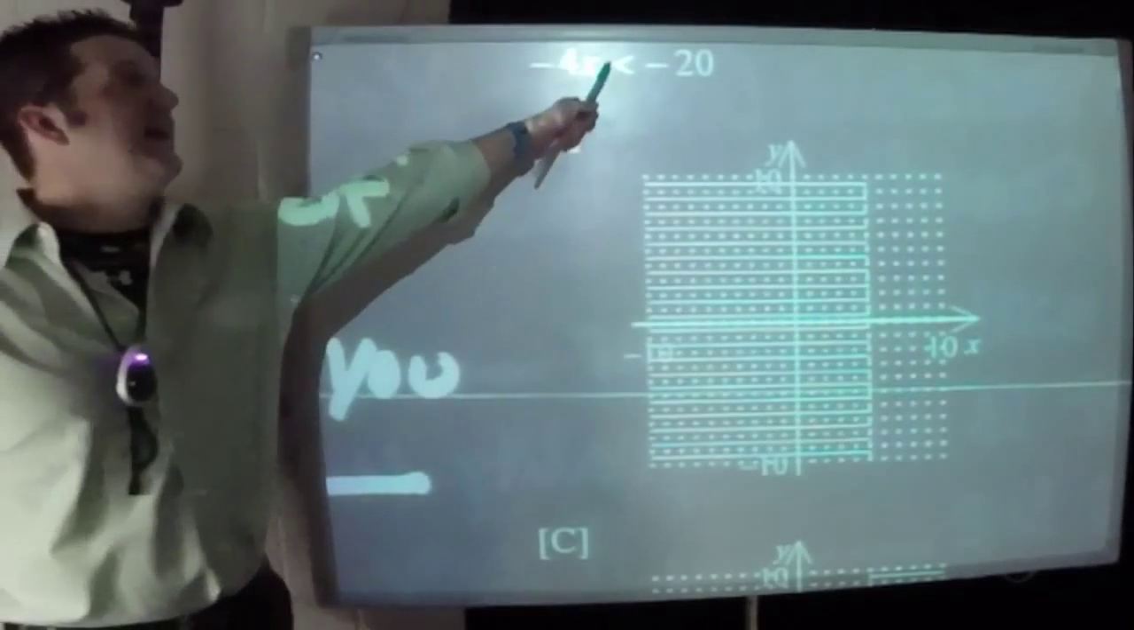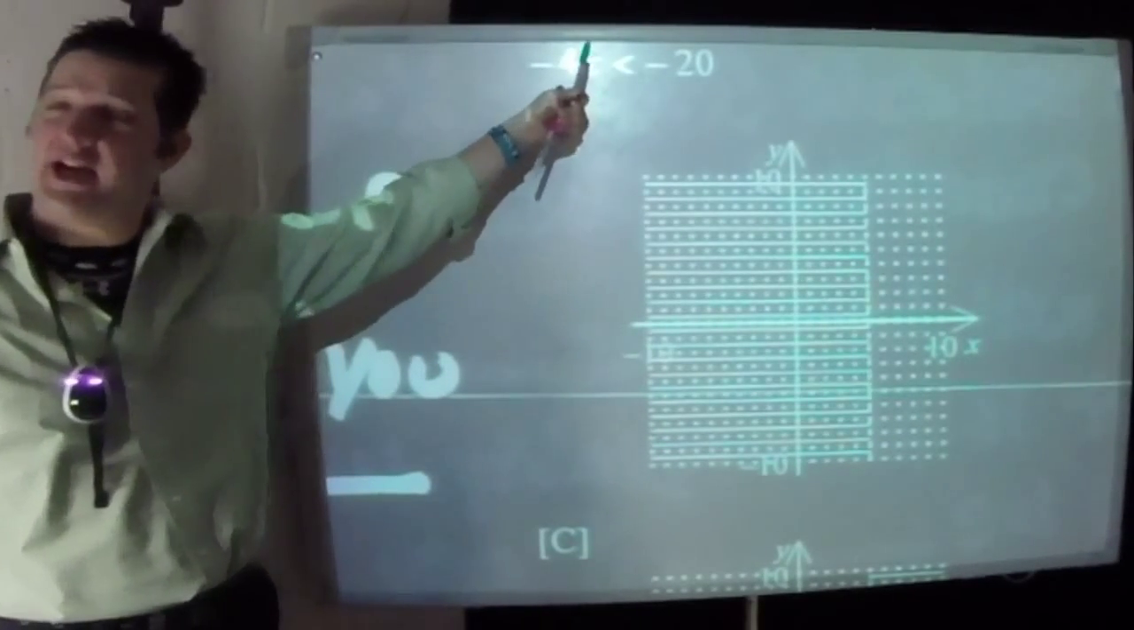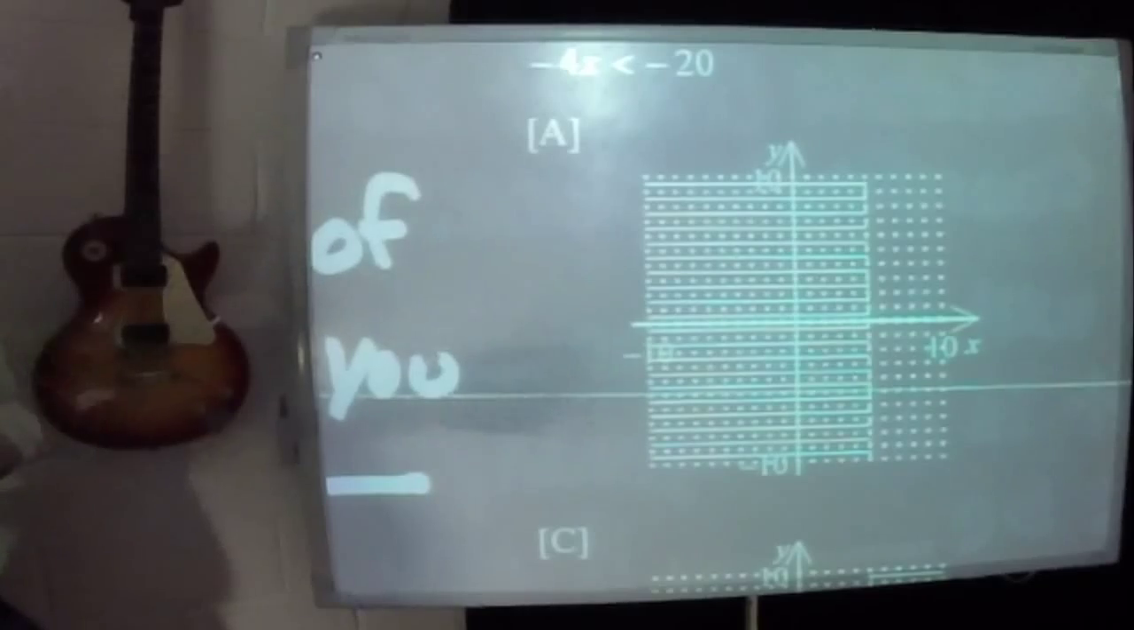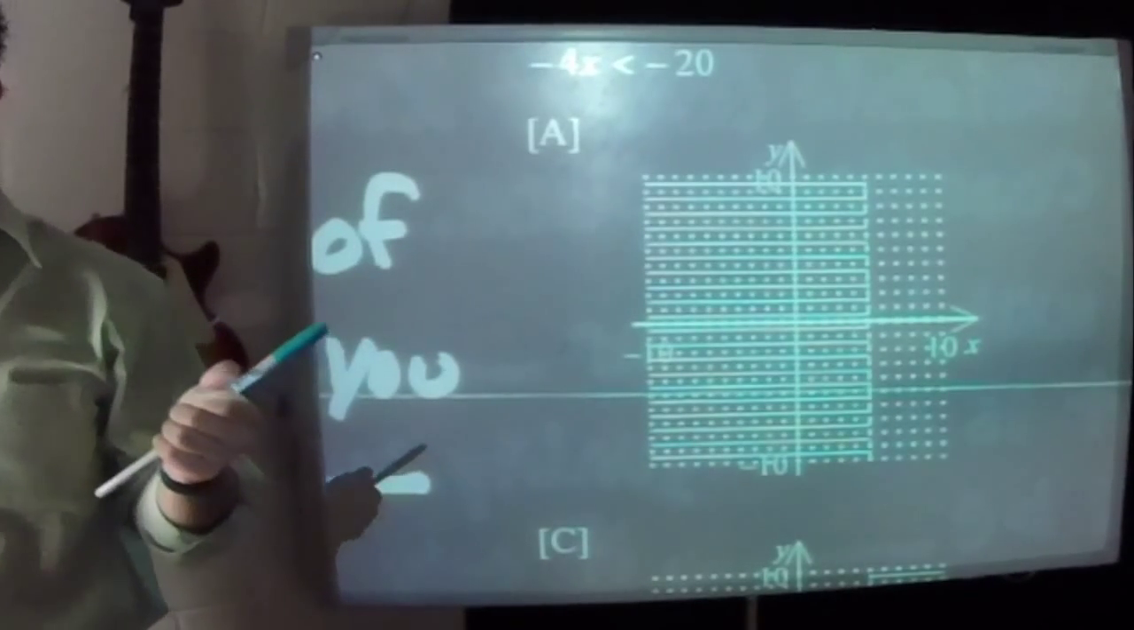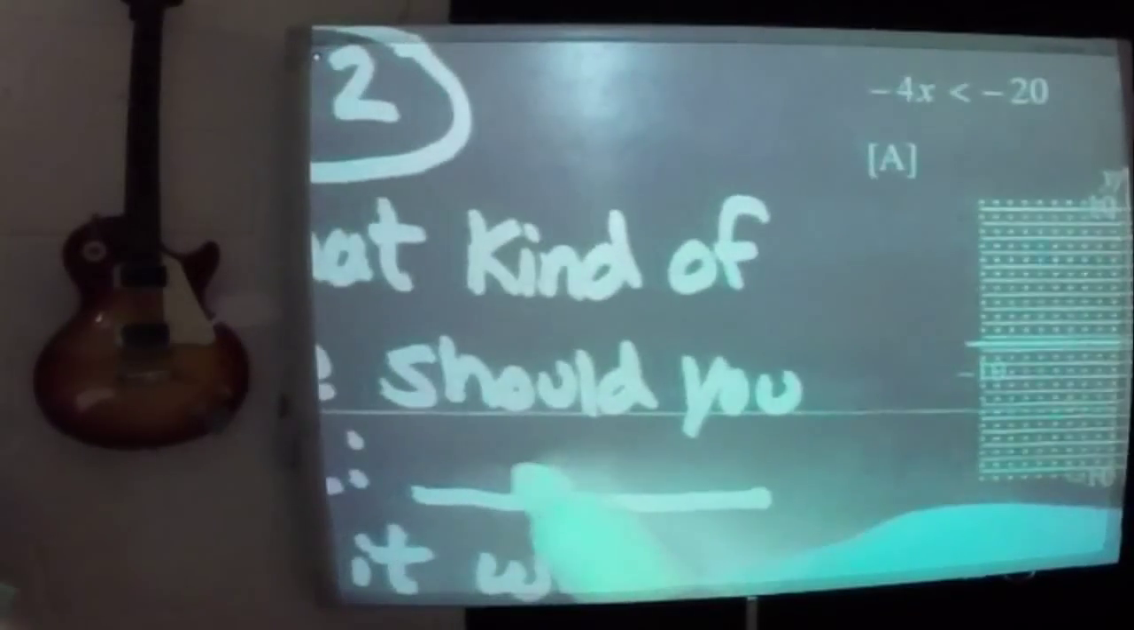And here's our first x problem. We have a less than without the equal to sign, so are we solid or dotted? No equal to? Dotted.